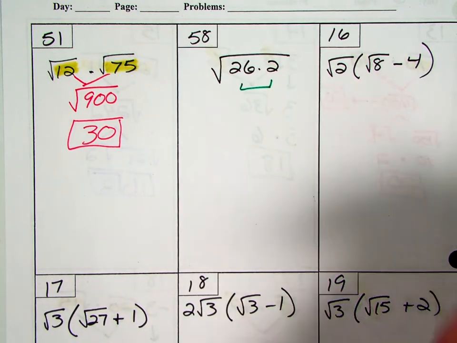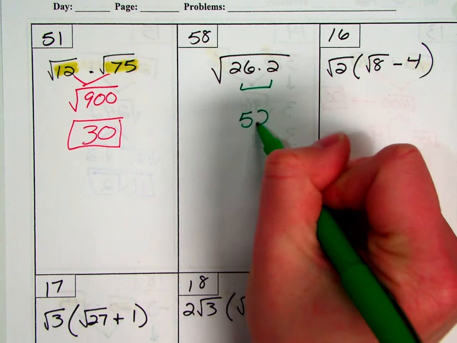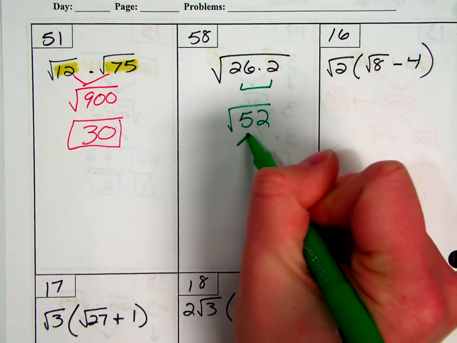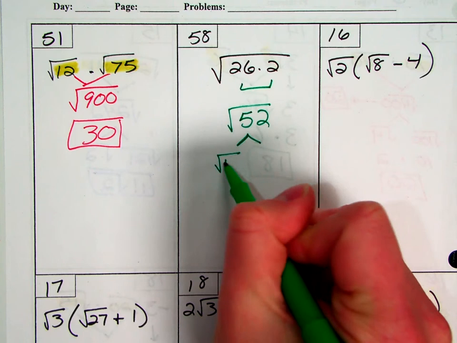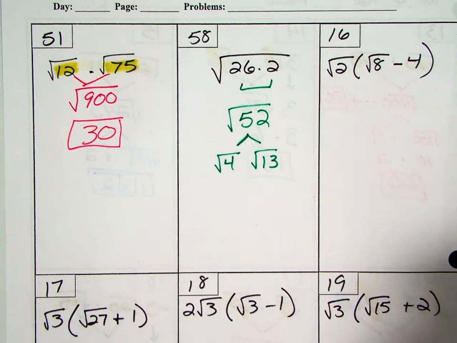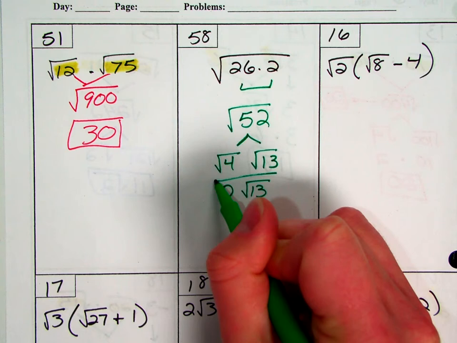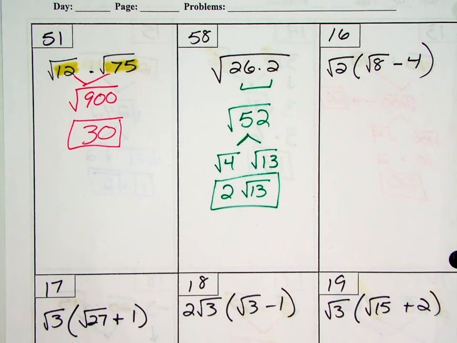The next one, they're already both in the same square root, so we need to just go ahead and multiply them. 26 times 2 is 52. Then we need to find the largest perfect square that goes into 52 evenly, which is 4, and it goes into 52 13 times. The square root of 4 is 2. We cannot take the square root of 13, so it stays square root of 13, and your final answer is 2 root 13.